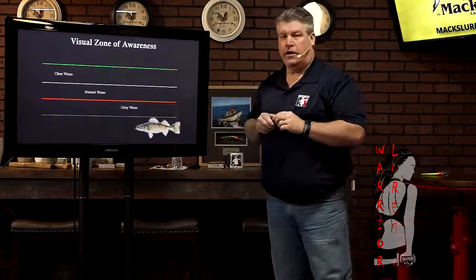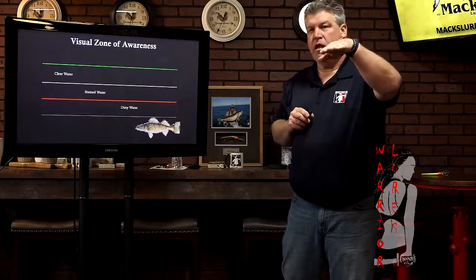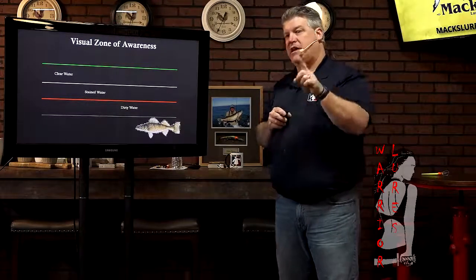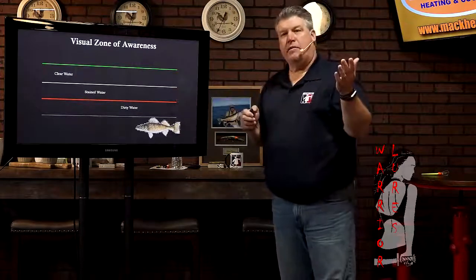In really dirty water, fish may be right underneath their bait. They may swim for half a day and never eat, but they stay right close to the bait, so when it is time to eat, they can go up there and they can snatch a quick meal. Stained water, halfway in between.